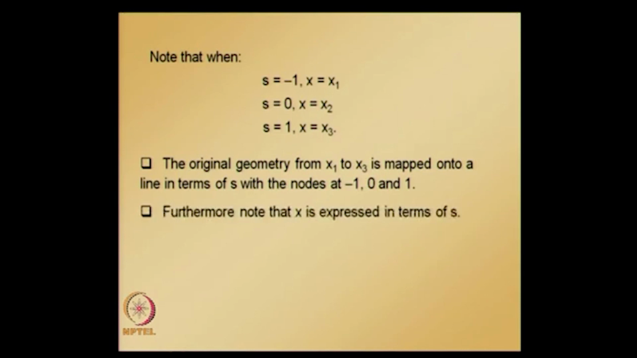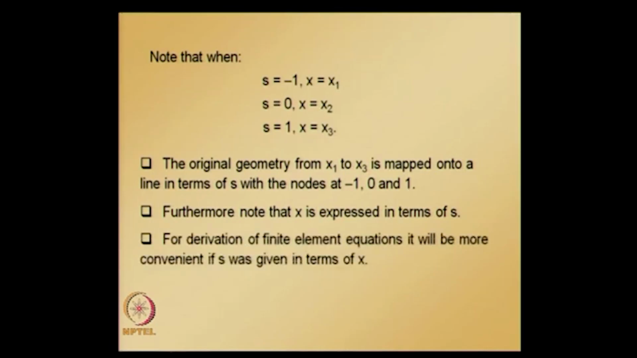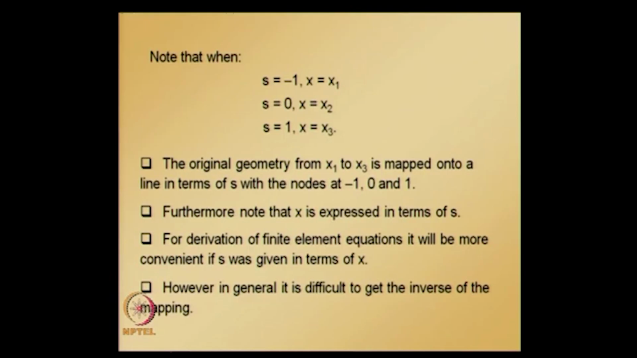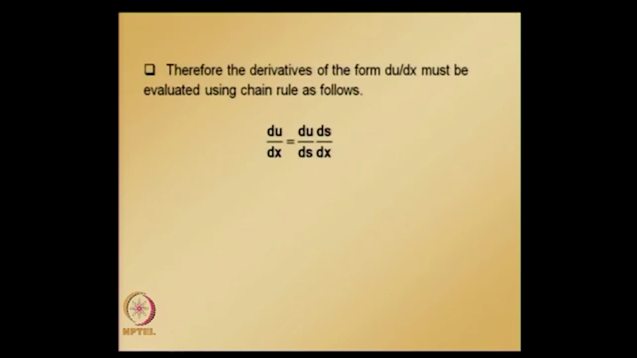Furthermore, note that x is expressed in terms of s. For derivation of finite element equations, it will be more convenient if we have s in terms of x. However, in general it is difficult to get the inverse mapping. You will understand in a while why this inverse mapping is required, because when we have derivatives like this, the derivative du dx must be evaluated using the chain rule as follows: du dx is equal to du ds times ds dx, using the chain rule.